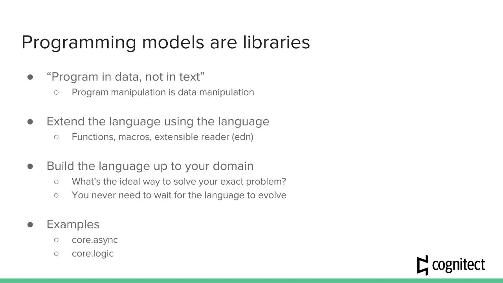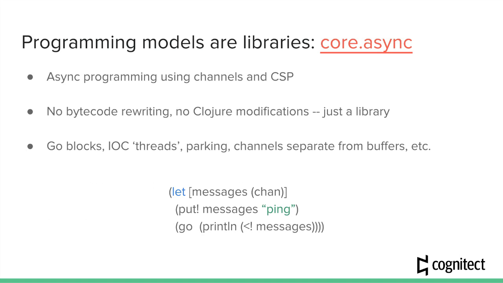So let's look at 2 examples of building libraries that add full programming models into Clojure. We'll look at core.async and core.logic. So core.async is just about async programming using channels and CSP. But interestingly enough, there's no bytecode rewriting. Typically for async programming on the JVM, people go through all these tricks of bytecode rewriting and class reordering and so on. And there's actually no modifications to Clojure done whatsoever. The language Clojure doesn't change whatsoever inside of core.async. It's just the library that adds these capabilities to the language.